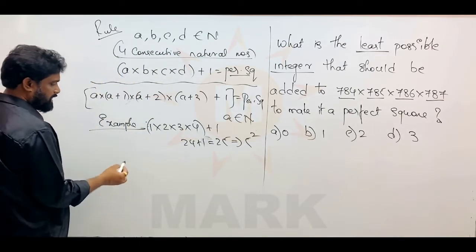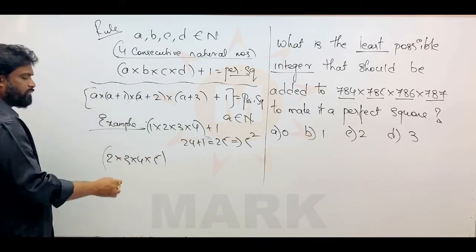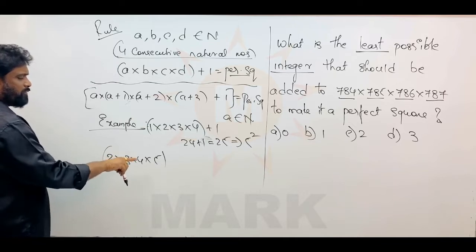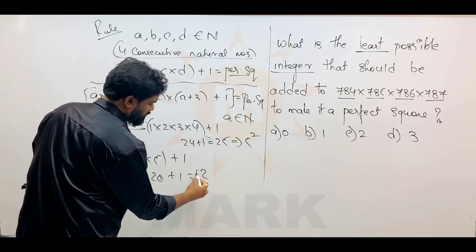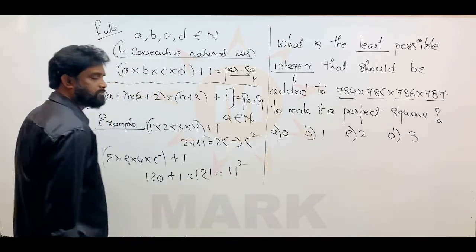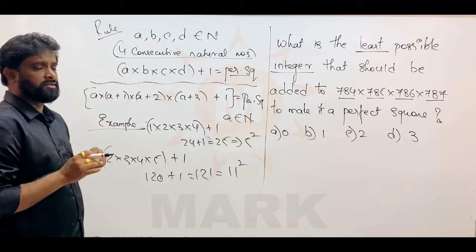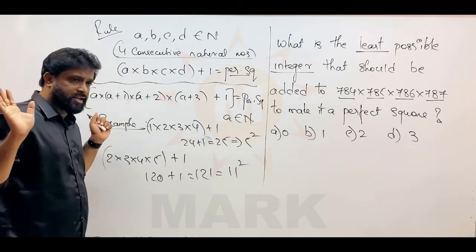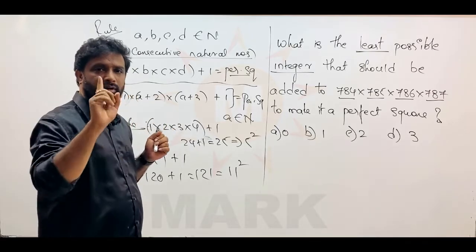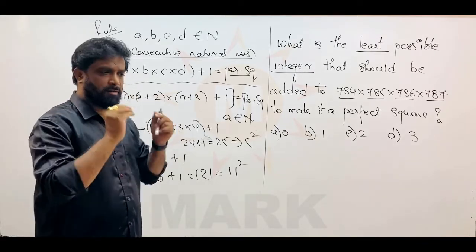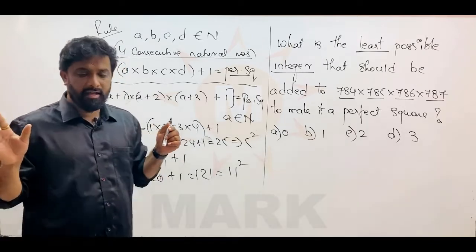And something like this, 2 into 3 into 4 into 5. 2 3s are 6, 6 4s are 24, 24 5s are 120, plus 1, 120 plus 1 is equal to 121, that is equal to 11 square. So any 4 consecutive natural numbers you take, multiply them, take the product, add 1, that will be a perfect square.